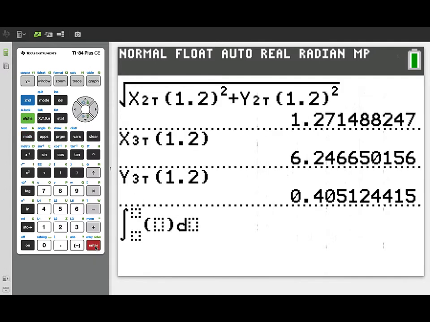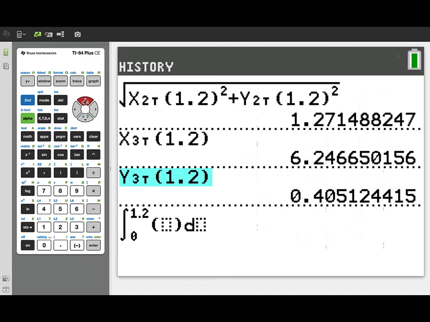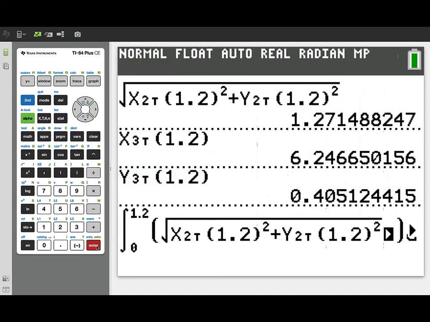So I'll pull up the fn_int. It gives me a nice integral template. I'm going to integrate from 0 to 1.2. That's our time interval. And we're going to need to integrate a speed function, which would be the magnitude of velocity. Now, we took a lot of trouble to type in that speed value at the top. So what I've done is gone up and retrieved it.